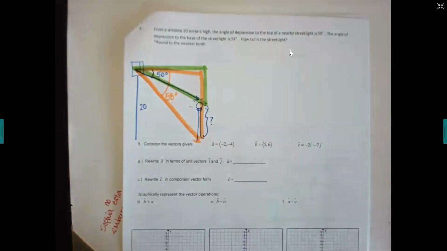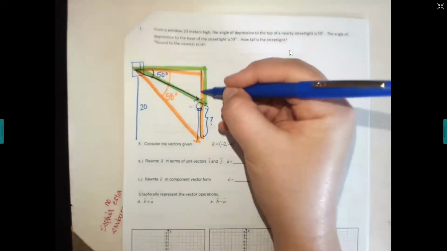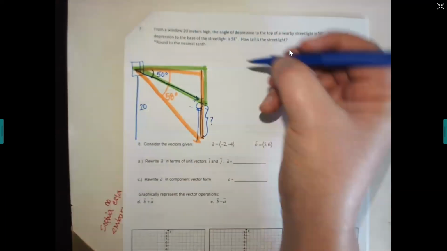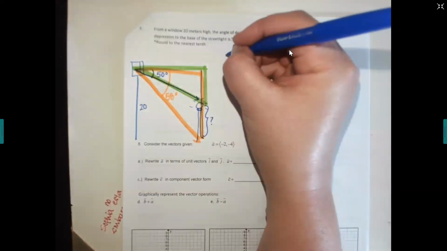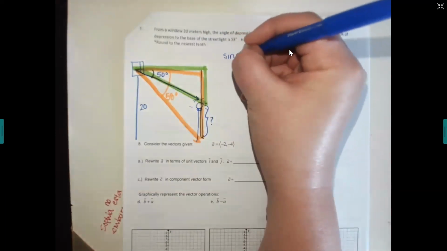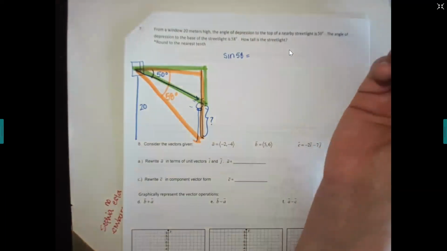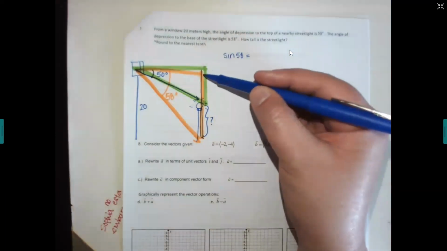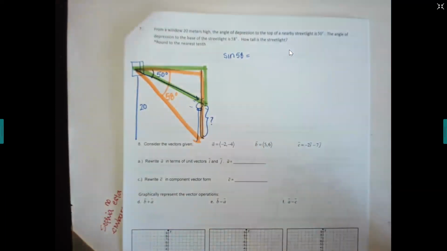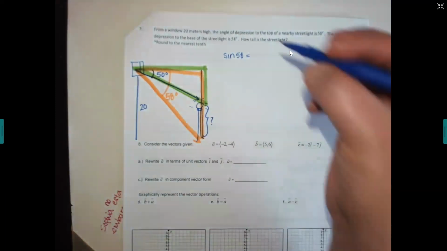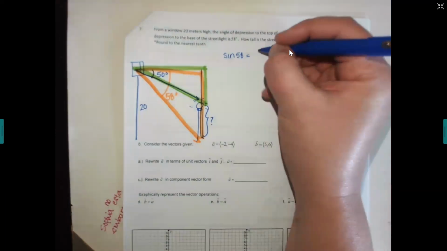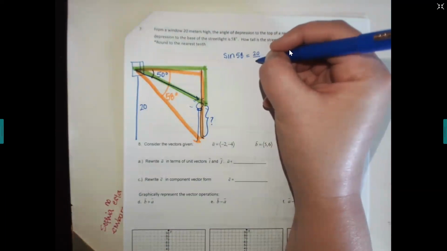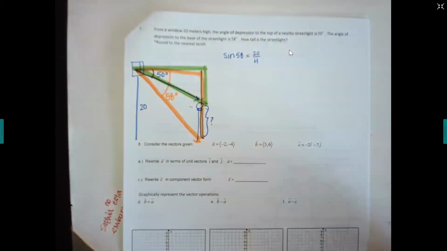And we know how tall this full long side is here because it tells me the window's 20 degrees in the air. So if I were to, let's start with the orange triangle. The sine of 58 equals opposite over hypotenuse. So my opposite side is here, which is 20. And then my hypotenuse, I do not know. So we'll do 20 over, let's call it h for hypotenuse.